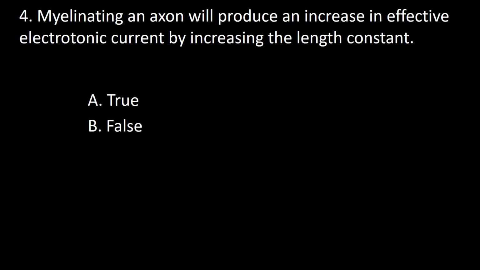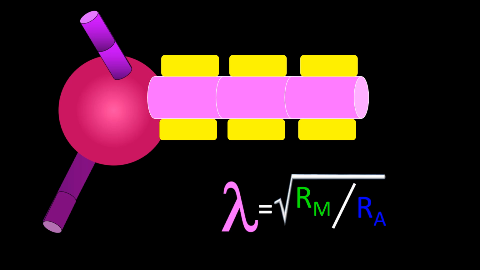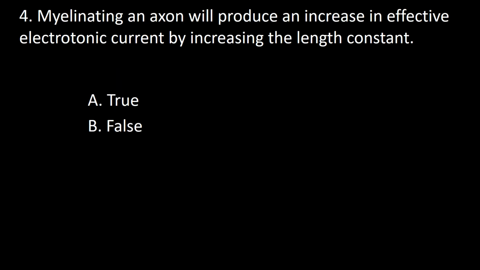Next question. Myelinating an axon will produce an increase in effective electrotonic current by increasing length constant. A, true. B, false. The effect of myelinating an axon can be easily understood by considering the effect of myelin on length constant. Myelin increases membrane resistance and has no effect on axial resistance, thus greatly increasing length constant. Length constant is also referred to as space constant. So the answer to this question is true.